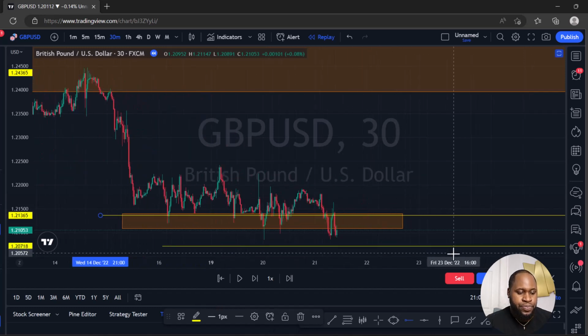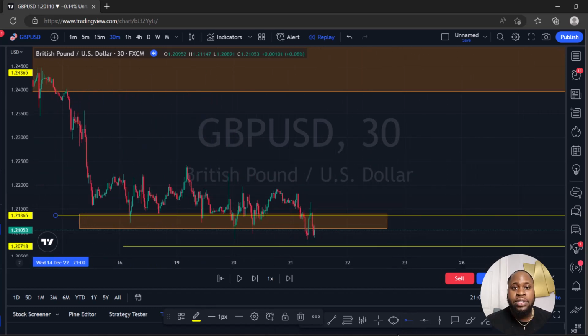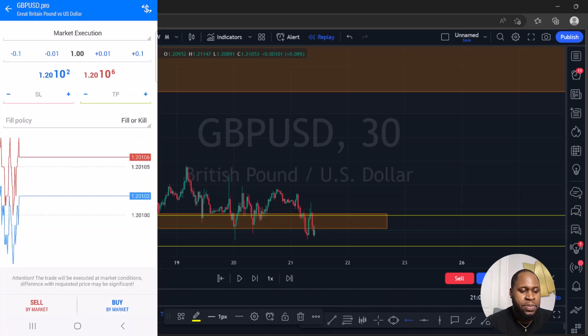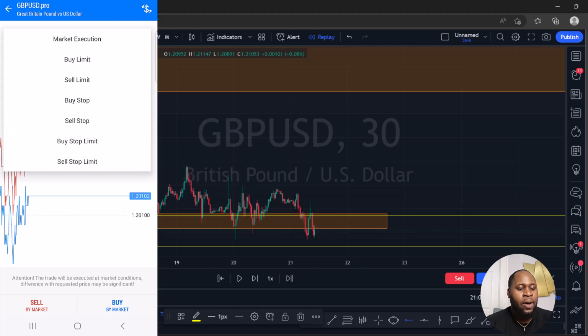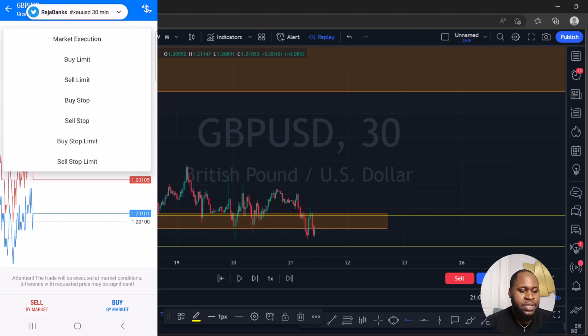Okay, so this is what I want to do. I want to set a sell stop limit. So let's go on MT5 and let's select sell stop limit and see how to implement that. All right, guys, so I am on MetaTrader 5 right now, and what I want to do is click on the section where it says market execution, because that'll give me my drop down. From there I have all of the pending orders that are under the market execution, and I want to select sell stop limit.